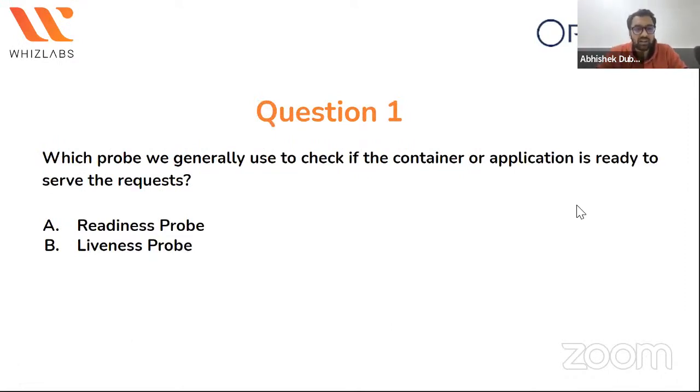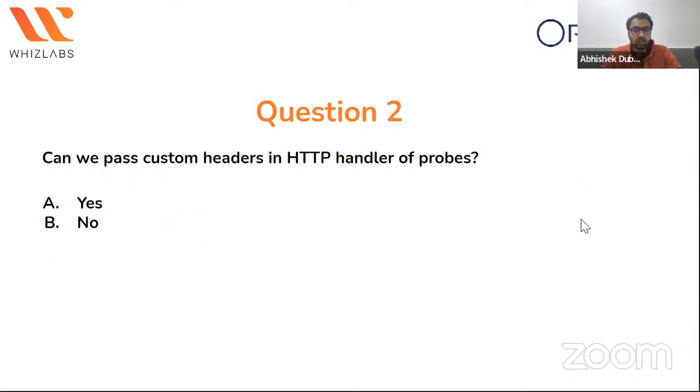So the answer is Readiness Probe, because the Readiness Probe checks if the new container which is coming up is ready to serve the request or not. The Liveness Probe is more about checking if the application is live to serve the request or not. Once the Readiness Probe has passed, the Liveness Probe takes over from there and checks if that application is live and responding. But to check for the first time if the application being deployed inside the Kubernetes cluster is ready to serve the request or not, the answer is Readiness Probe.